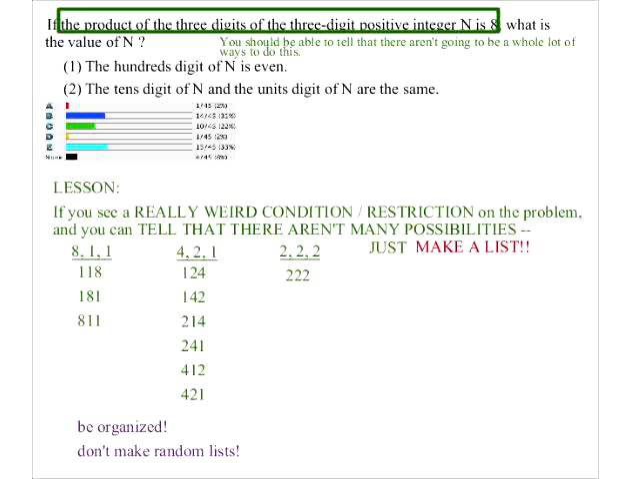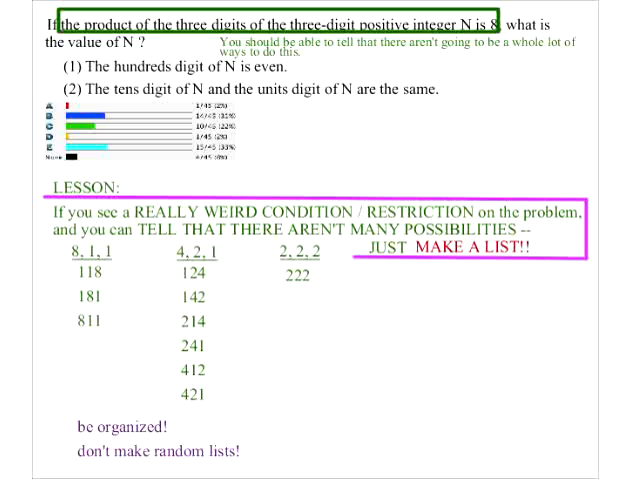With a condition as weird as this, what else are you going to do, really? What else are you going to do with the three digits multiplied to give me 8? It's not like you're going to be able to do any traditional math of any kind with that. Once you've got the list, it's a little bit time-consuming to make, but you can literally just pick numbers off the list.